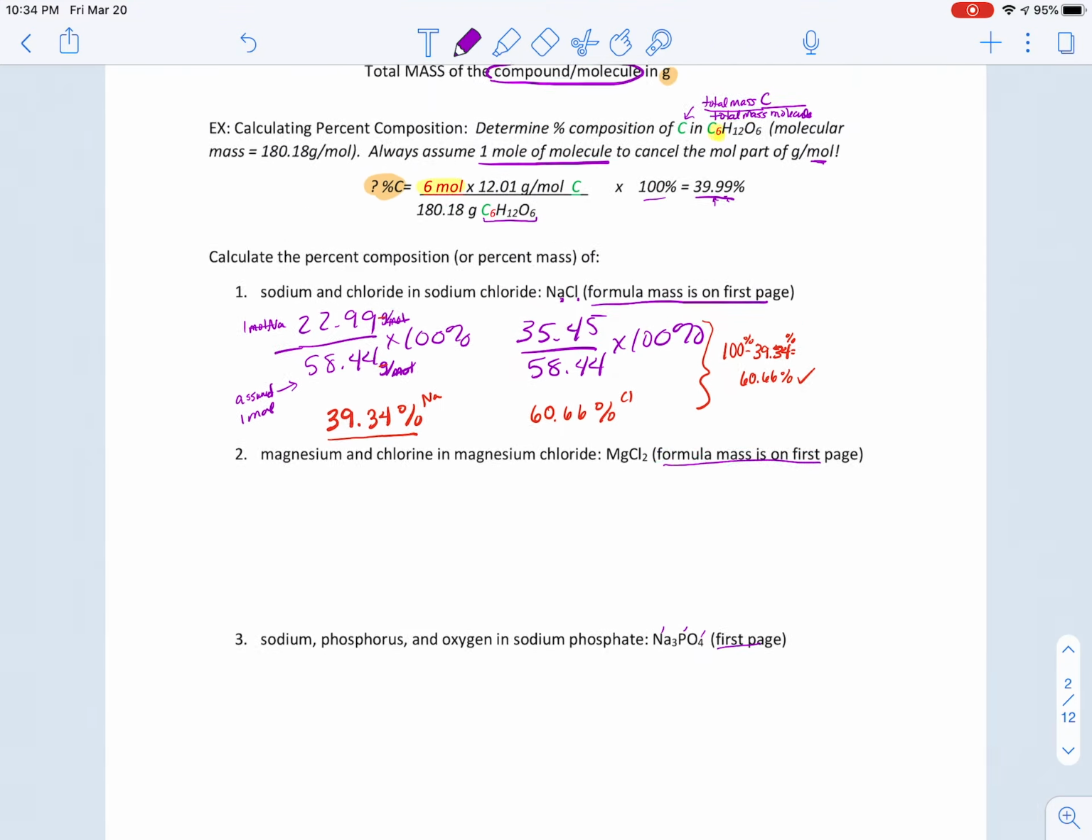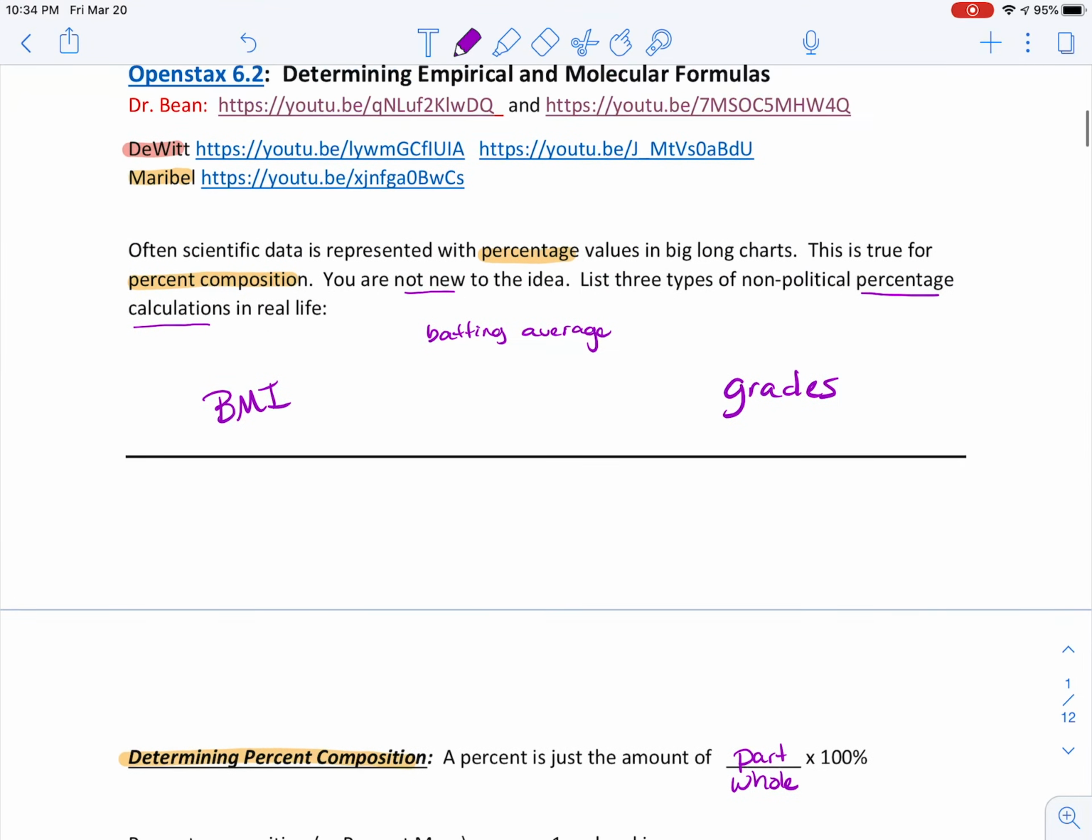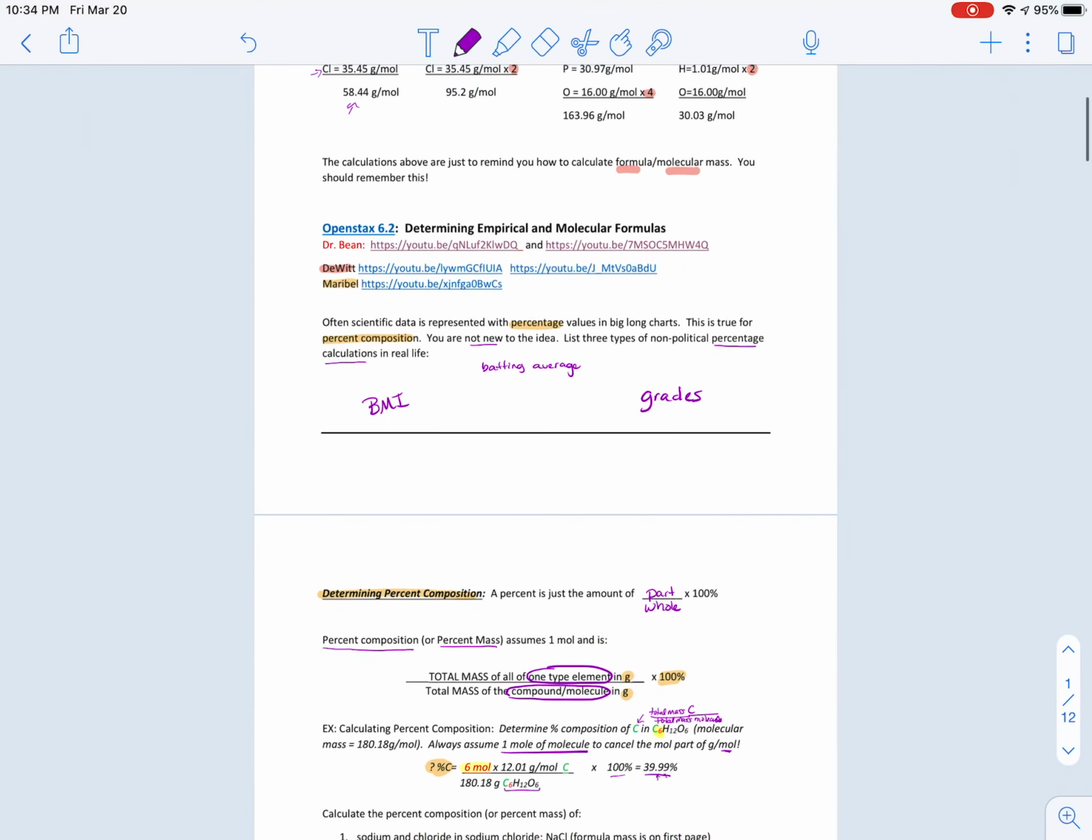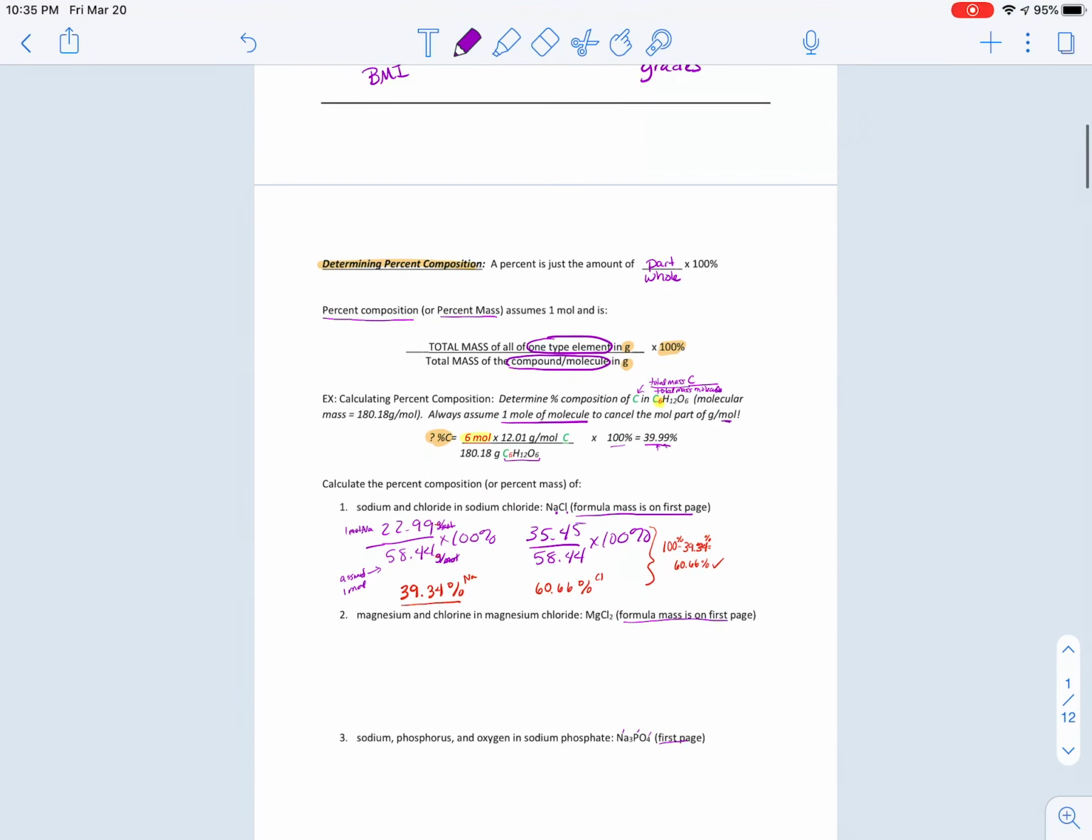All right, so then we're going to do magnesium chloride. Again, I'm going to zoom this back out and go back up to get that magnesium chloride number from the top. There we go. So over here, our bottom number was 95.2. Our top number is 24.3.